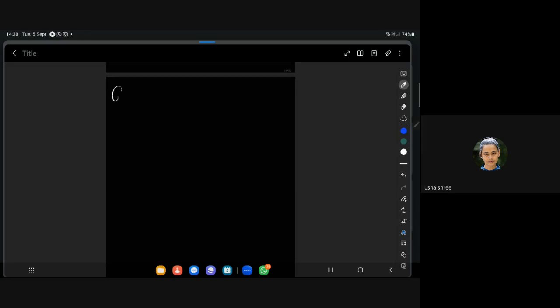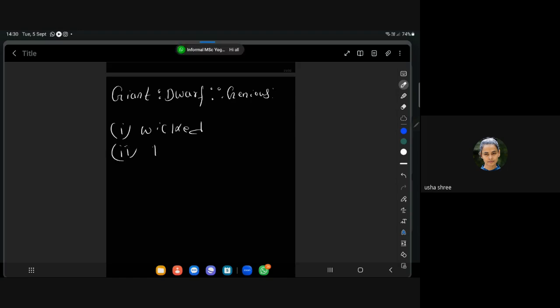Suppose giant, another problem. Giant is related to dwarf. Now they have asked you, if giant is related to dwarf, then genius is related to. Now they have given you a hint. One is wicked. Number two is idiot. Number three is gentle. And number four is cunning.